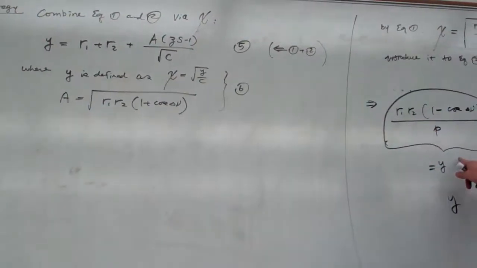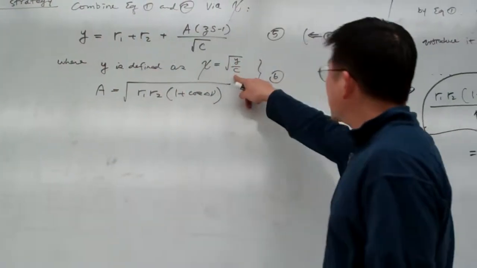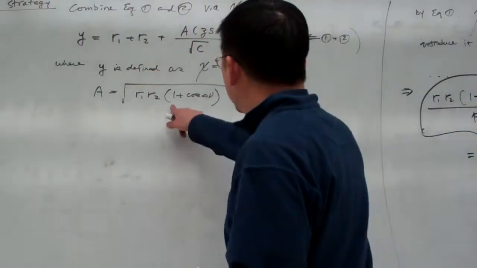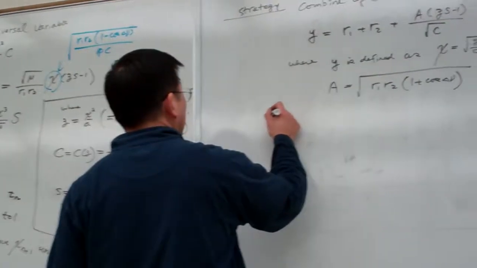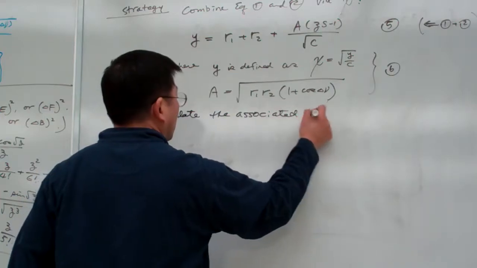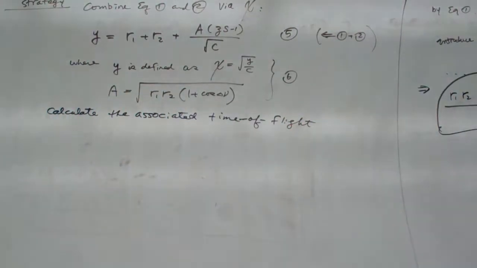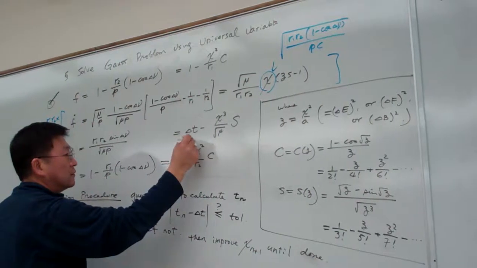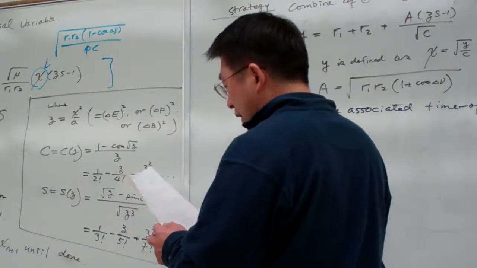In this way, y is equal to this, and also x equal to this. So we can easily find x equal to this one as well. And also we calculate a as this one. And once we have this, we can begin to calculate the associated time of flight. So right now we have utilized two equations already. Then we're going to calculate the time of flight from equation 3, because that appears here. Okay, so right now we have the time of flight.